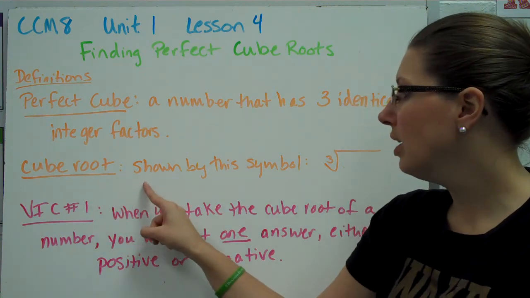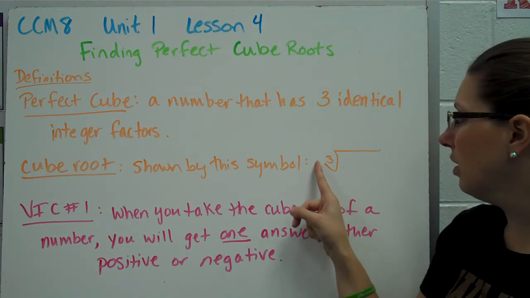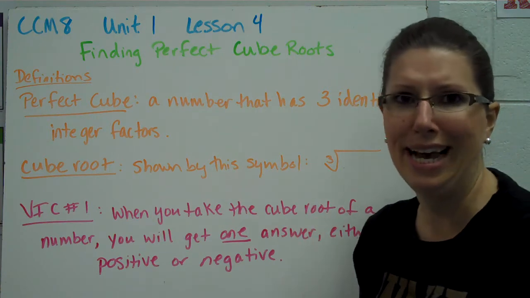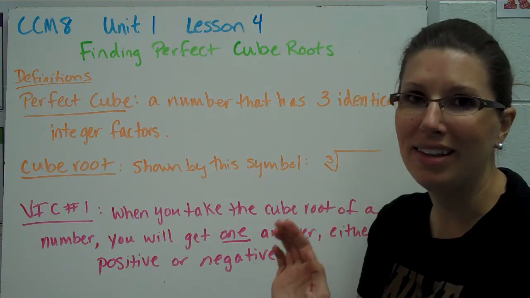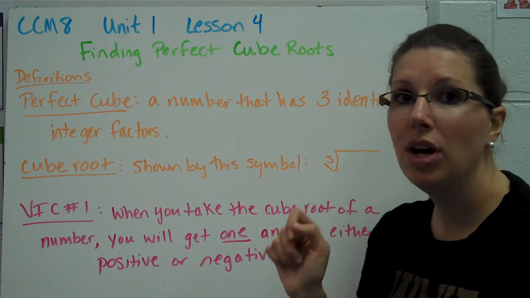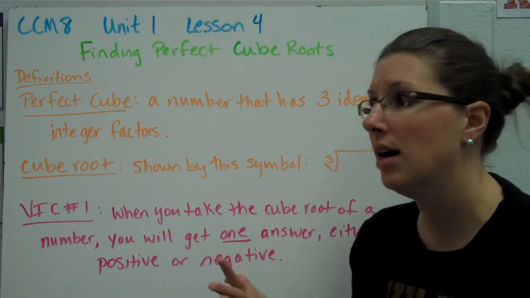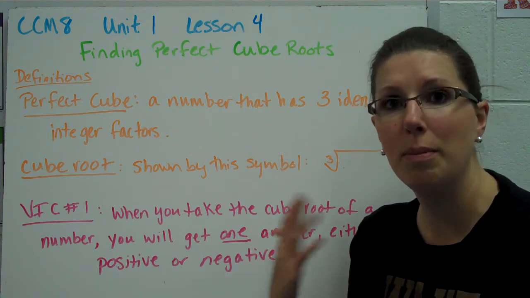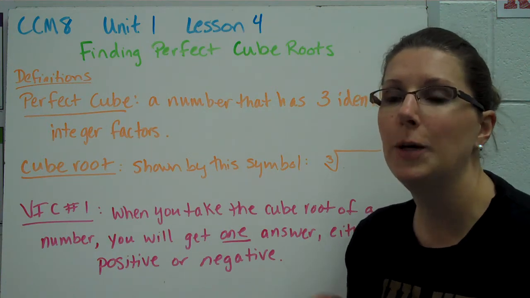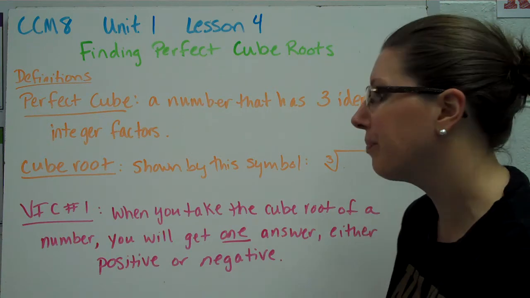A cube root is shown by this symbol. It looks like a square root symbol with a little 3 on the inside, close to it. So that symbolizes the cube root. Your calculator will find cube roots for you, but it is important to memorize some common cube roots so that you can do your problems fast and you don't have to stop and pick up your calculator to figure it out.